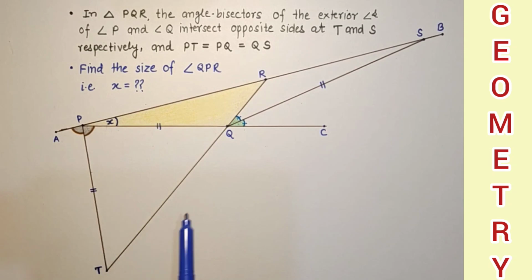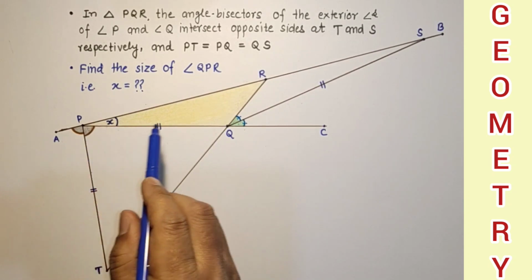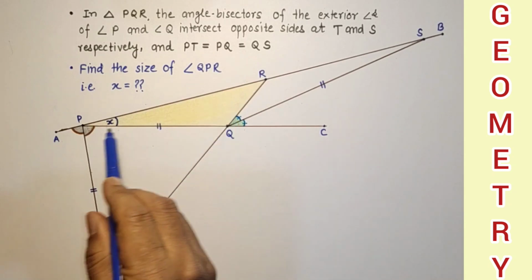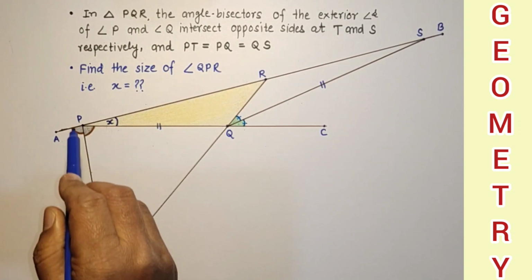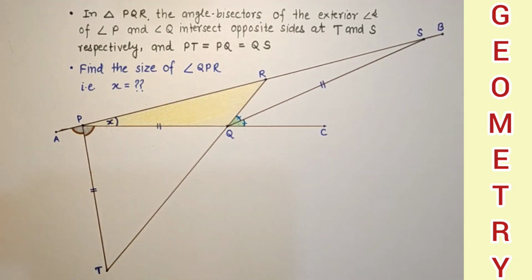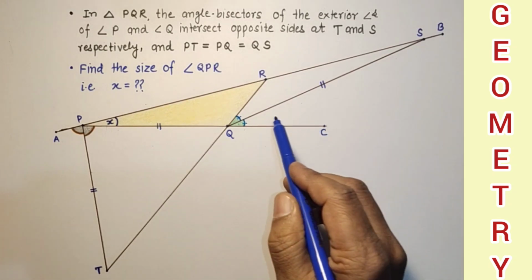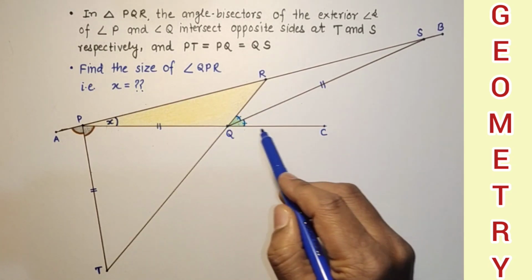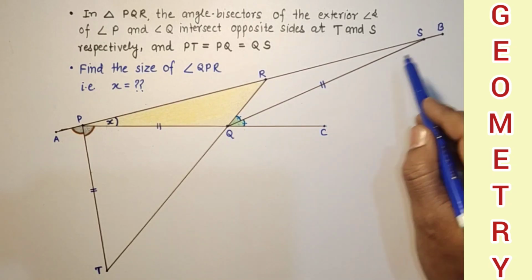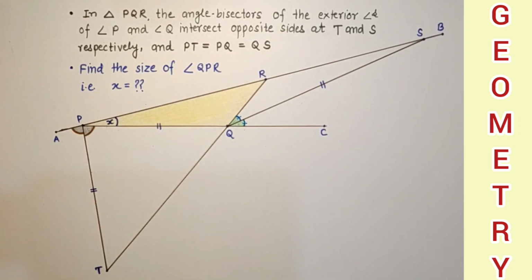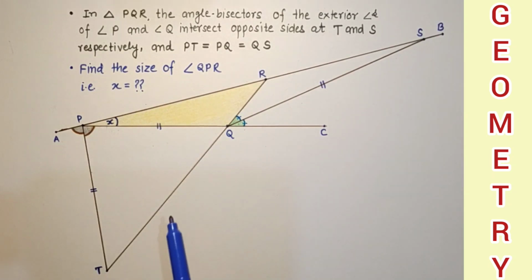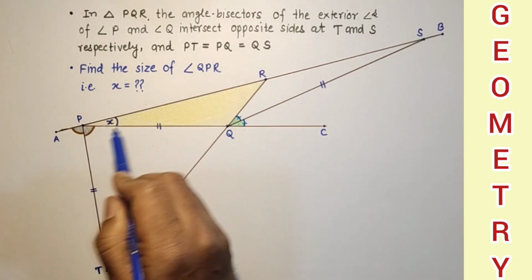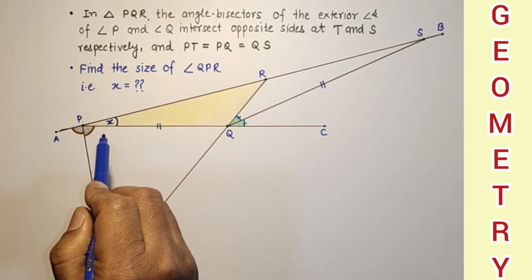Triangle PQR is a triangle and an exterior angle of this angle RPQ is QPA, and this angle is bisected. So this is the exterior angle bisector. This PT bisects this angle, and exterior angle RQP is bisected and QS is the bisector of this angle. We are given that PT is equal to PQ is equal to QS and we have to find the value of angle RPQ which is marked as X, so we have to find the value of X.